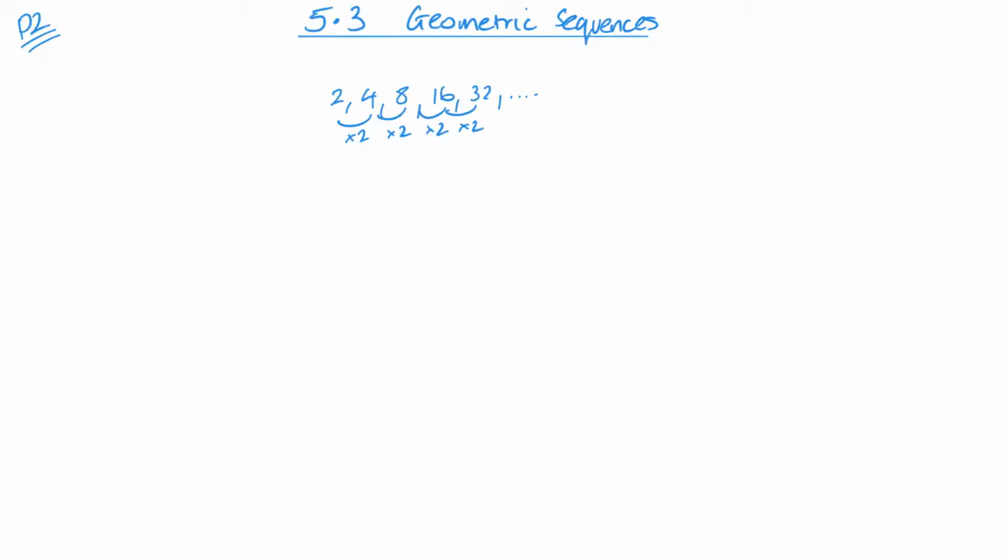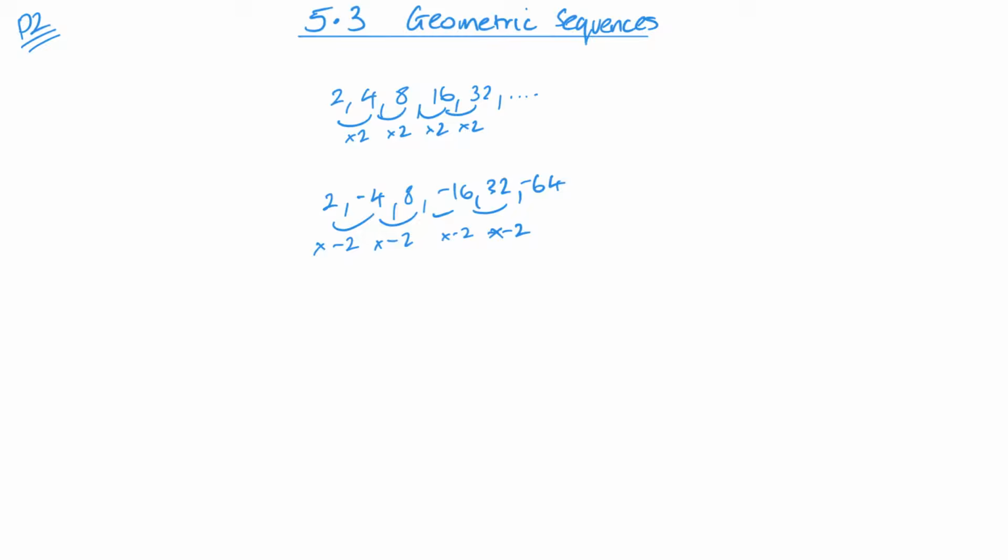Now, if I end up multiplying by a negative value, so for example, let's do the same kind of thing again, but this time we multiply by negative 2, you can see that what you get is what's called an alternating sequence. Because we are multiplying by a negative value, our sequence is alternating between positive and negative values.